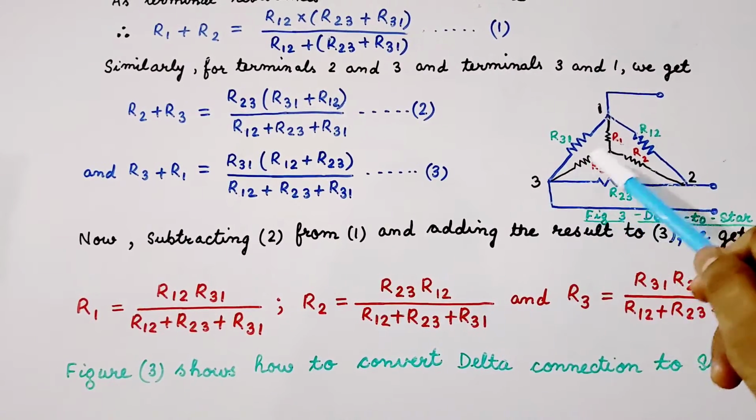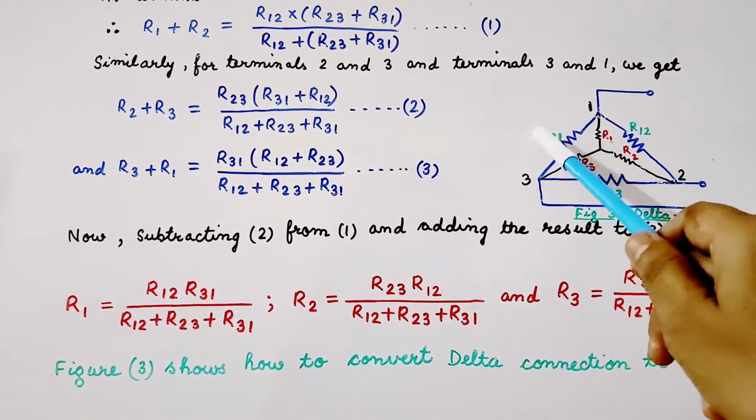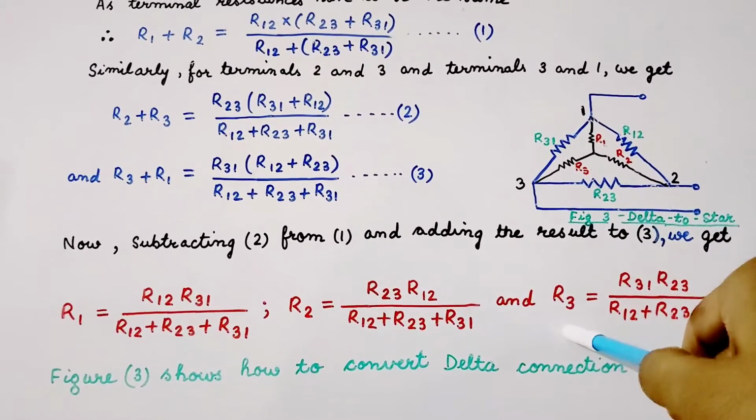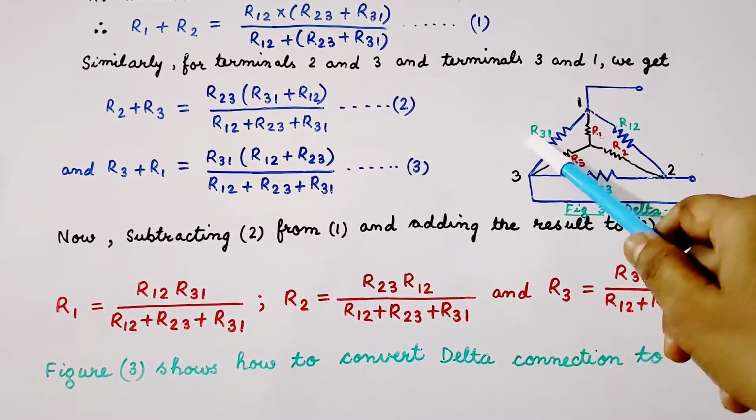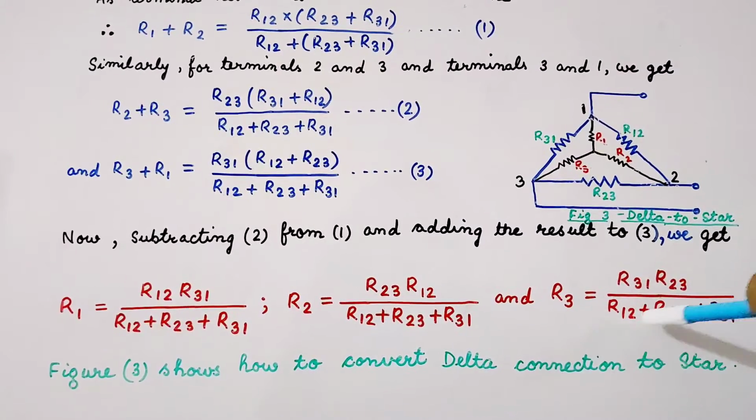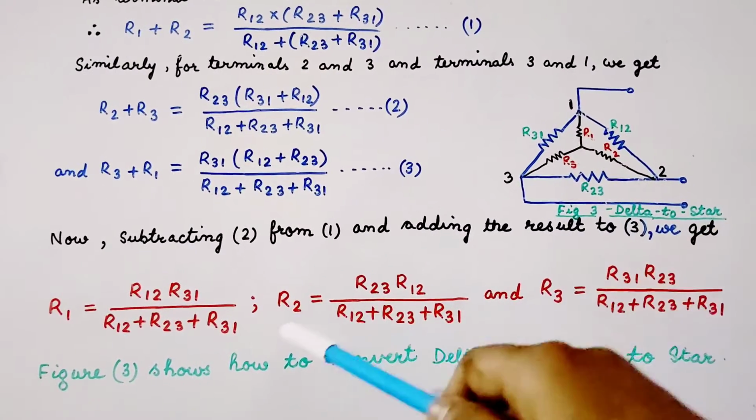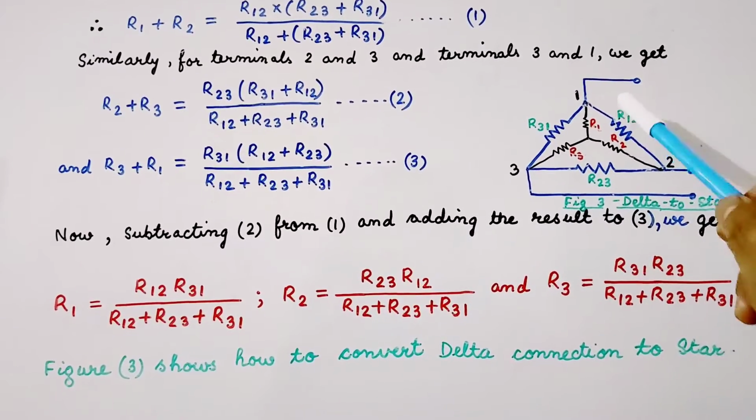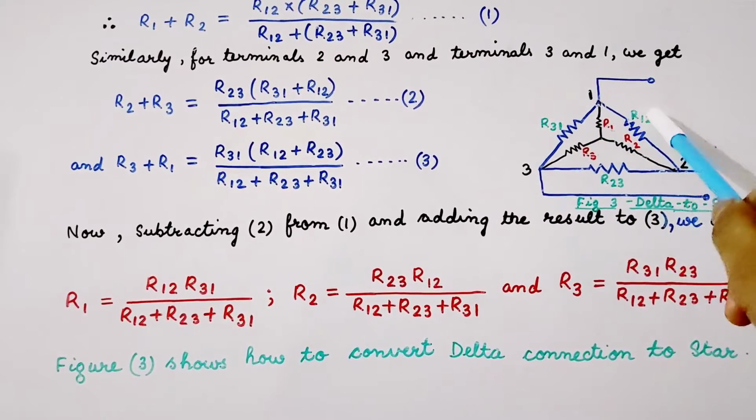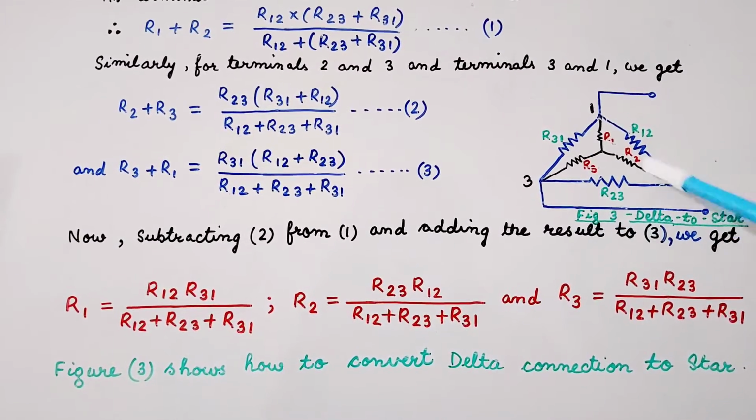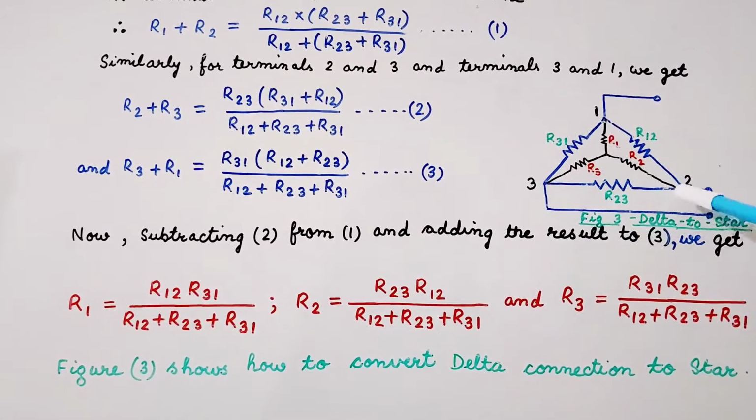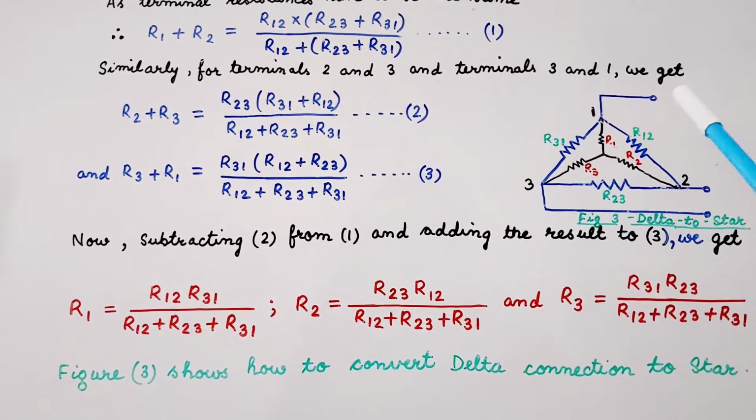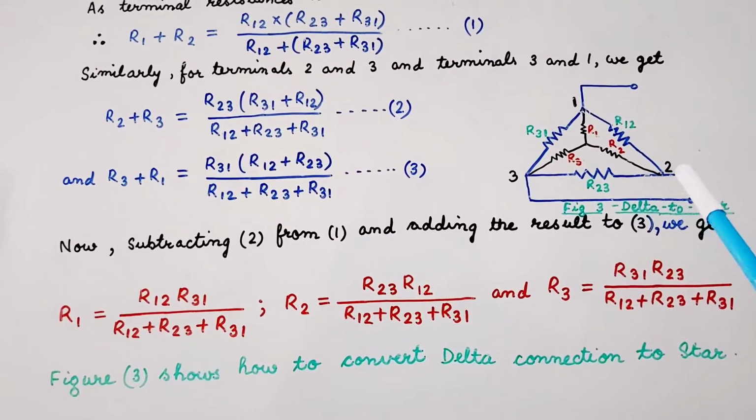Similarly, R3 can be found by the formula. We find that R3 is connected between R31 and R23. So the formula for finding R3 will be R31 into R23 divided by R12 plus R23 plus R31, because the denominator in all the three is the same. So the value of R1 will be equal to the product of these two divided by the sum. Similarly, R2 will be the product of these two divided by the sum, and R3 will be equal to the product of these two divided by the sum. So this is an easy way to remember the formula.